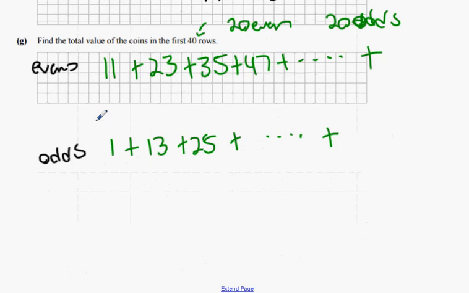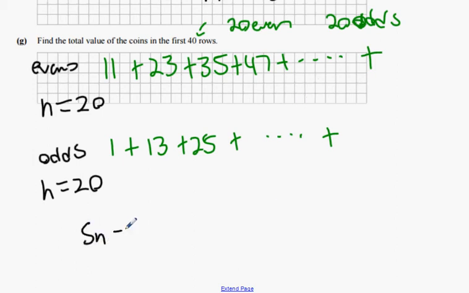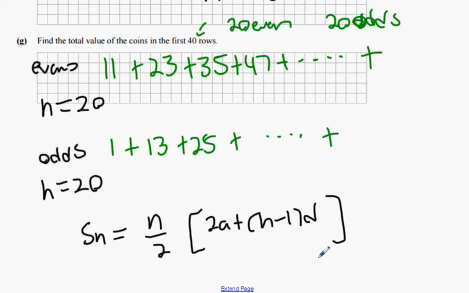Can anybody tell me, if there's going to be 20 evens, isn't there? And there's going to be 20 odd rows. How do I find out the collective value of each one separately? Do I use Tn or Sn? Why is it Sn? It gives you them all added together. Okay? 2a plus n minus 1 times d.